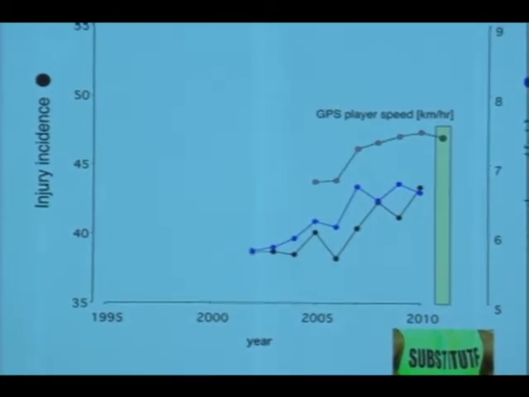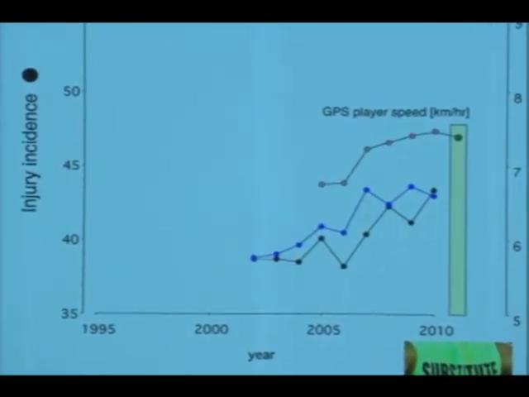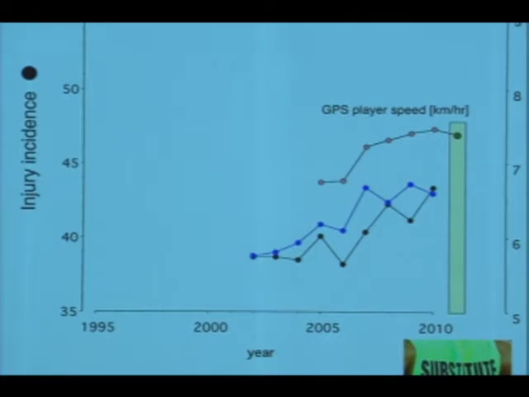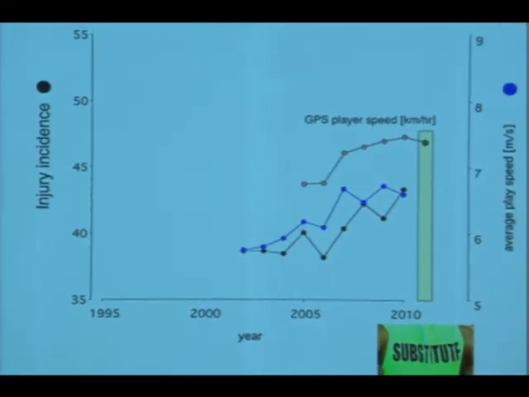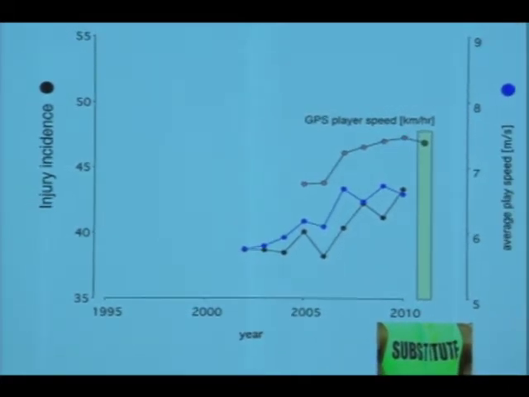So the blue line is the ball speed, this is the player speed. You can see they're generally trending in the same direction, that is up. And at the same time, we also have this black line here, which you can see is trending up, which is the injury incidence. So this is the number of new injuries per club per year recorded in the AFL. And you can see that it's also trending up in similar sorts of ways to the other 2 lines.